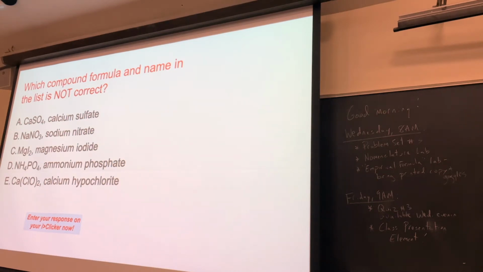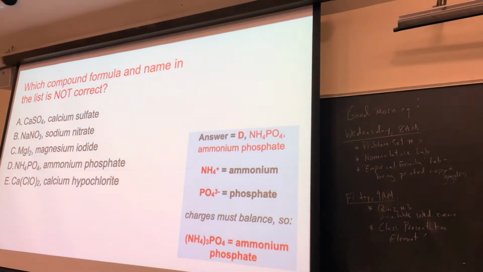D. Bam! Well done, D. Here's why D is funky. Polyatomic ions, like the main group metals and the nonmetals, have fixed charges. And ammonium is +1, and phosphate is -3. So if you're going to make a combination between ammonium and phosphate, then you need 3 +1 ammoniums to balance out the -3 phosphate. So ammonium phosphate would be NH4 in parentheses 3 PO4.